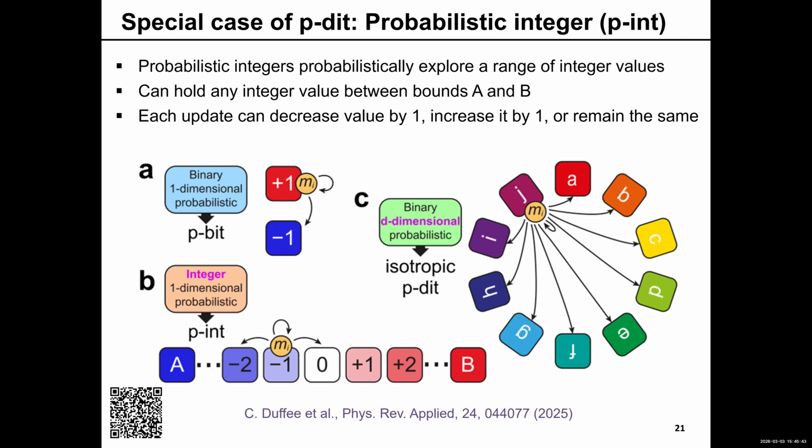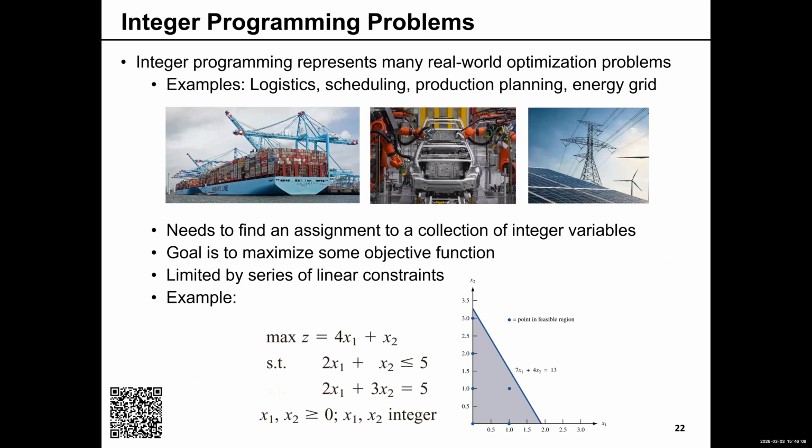The detailed formulation of this, both the general case and the two cases of isotropic p-dits and p-ints, is explained in this paper that we published last year. And we think that there are many different versions of this p-dit idea yet to be explored, which could be tailored to different problems, and we're working on some of them with collaborators. But let me show you one example of where we think this is particularly powerful: integer programming problems.